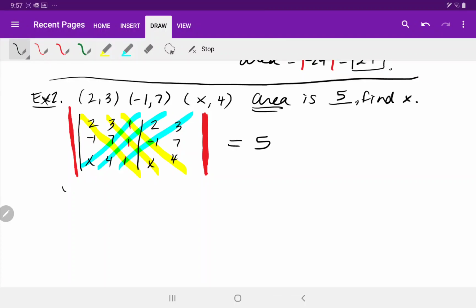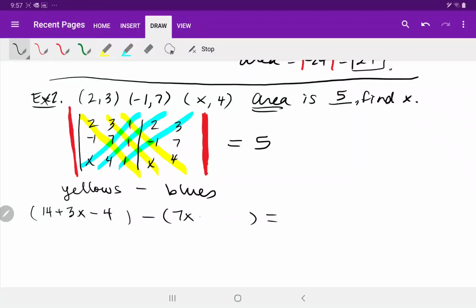So the yellows minus the blues, and you multiply down each. Multiply down would be 14 plus 3x minus 4. And then multiplying up, that would be 7x plus 8 minus 3.